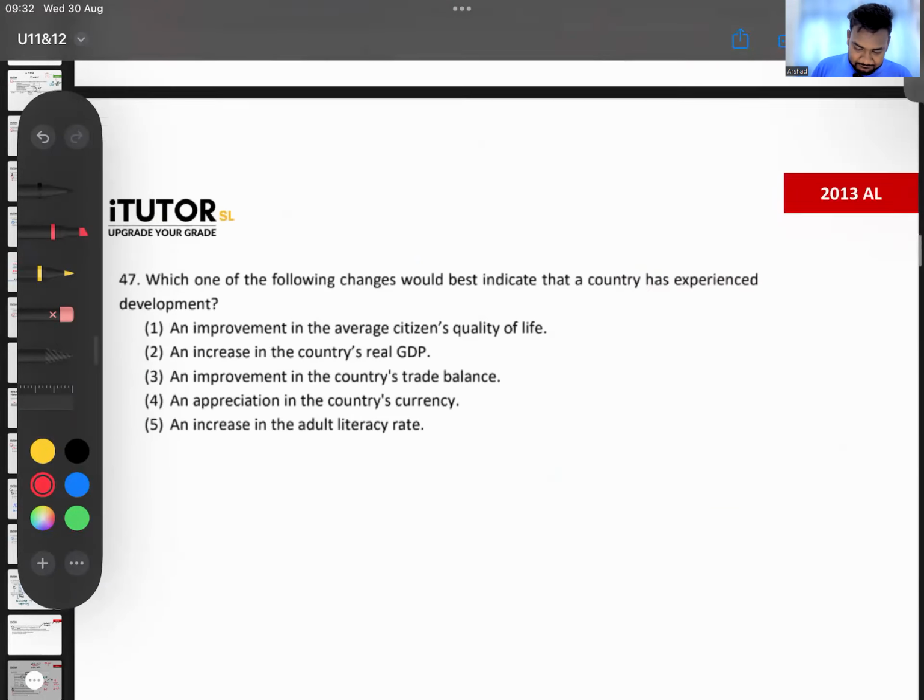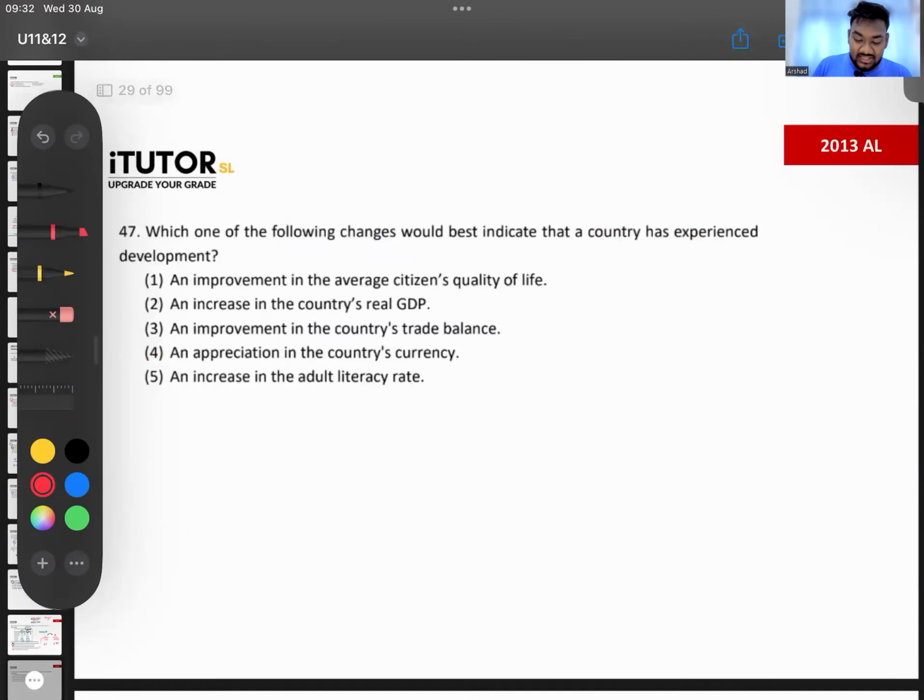47. Which of the following changes would best indicate that a country has experienced development? What is development? Development is, along with economic growth, there have to be qualitative changes, right? Better standard of living, education. All of that has to improve. So what can you say, guys? What would best indicate that a country has developed?